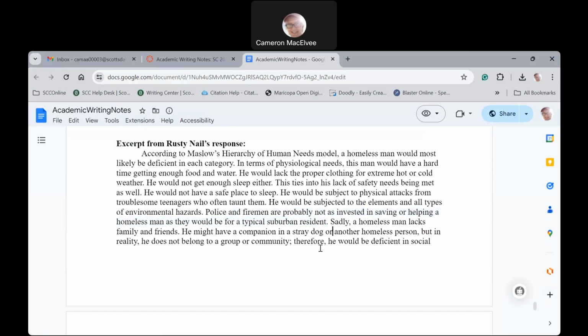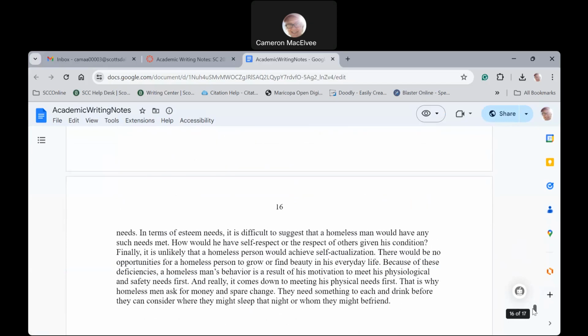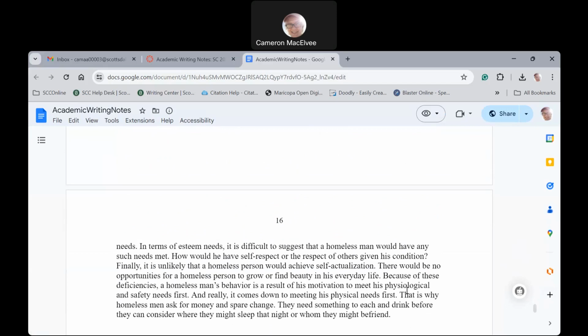Sadly, a homeless man lacks family and friends. He might have a companion, a stray dog, or another homeless person, but in reality does not belong to a group or community. Therefore, and look at that, that's always impressive to a teacher when you know how to use the conjunctive adverb and the semicolon. Therefore, he would be deficient in social needs. In terms of esteem needs, it is difficult to suggest that a homeless man would have any such needs met. How would he have self-respect or the respect of others given his condition? Finally, it is unlikely that a homeless person would achieve self-actualization.